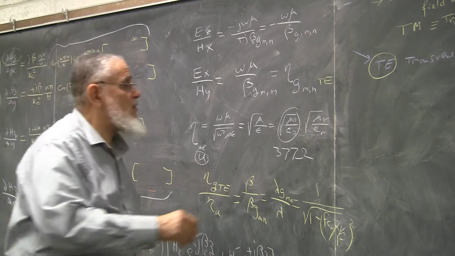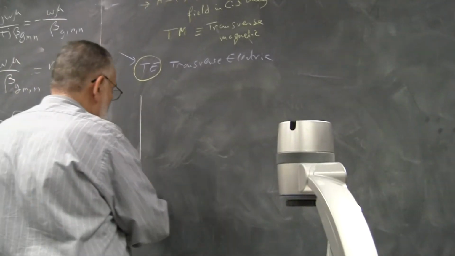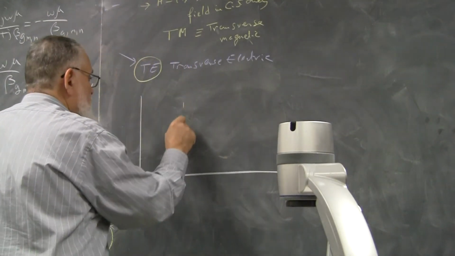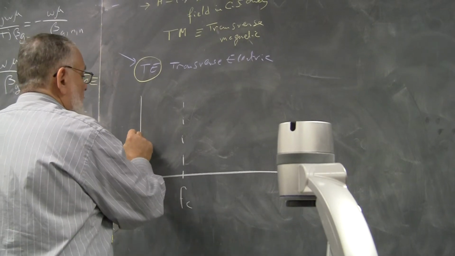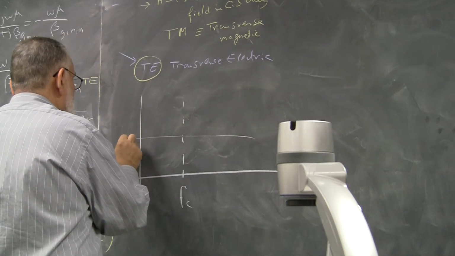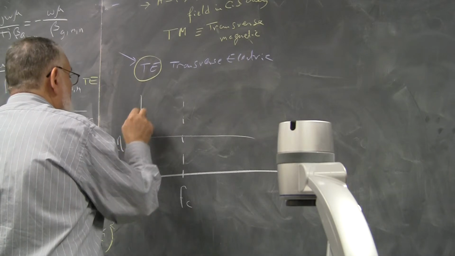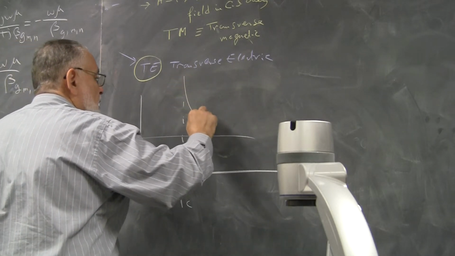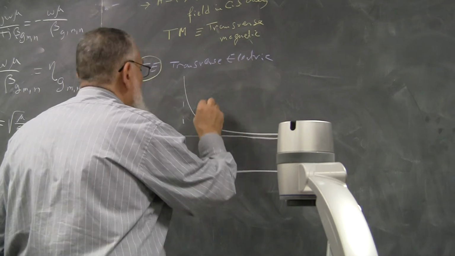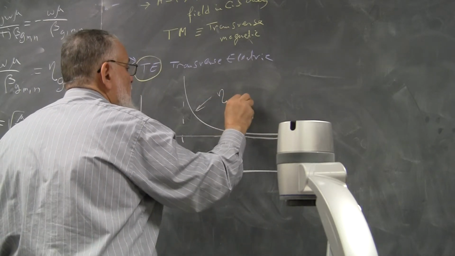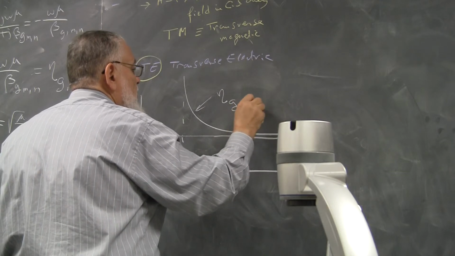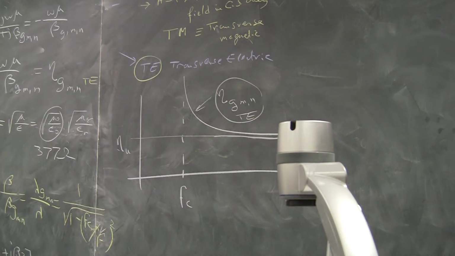So your characteristic impedance, your intrinsic impedance, is going to do the same thing versus frequency. If that's your F sub C, again, let's say that's a ratio here of eta unguided, your eta will go to infinity and will asymptotically approach. That's your eta guide, M and N TE. It's going to do the same thing. Your characteristic impedance or intrinsic impedance of the media in the guide will be higher than that of the unguided one. Same exact relationship.